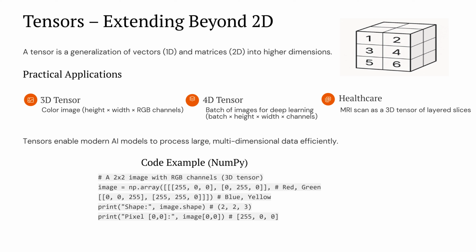Tensors allow AI models to handle large multidimensional data efficiently, making them the backbone of modern deep learning. With libraries like NumPy, we can easily create and work with tensors in just a few lines of code as shown here.